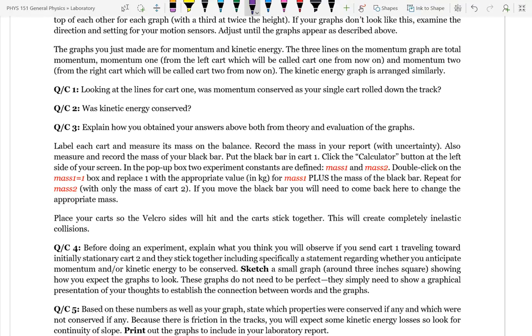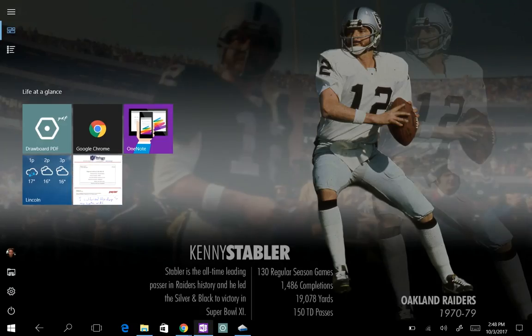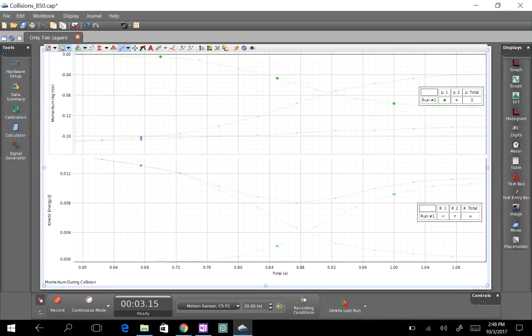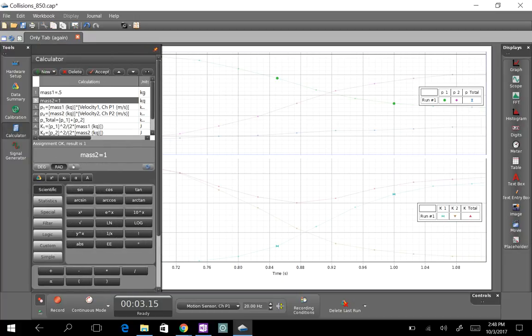You saw how I changed the mass in the computer, and I will do it again just because you may not have realized it was important. To change the mass, you click the calculator. The top two are the masses. You click in there. You actually have to click a second time, and then you just type. Make sure you hit enter so it's saved.